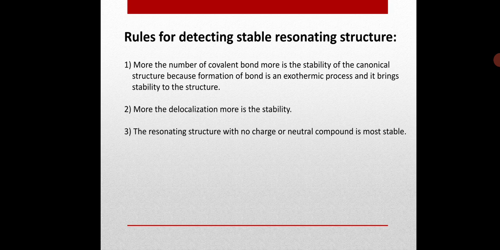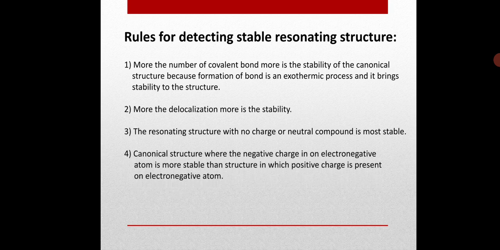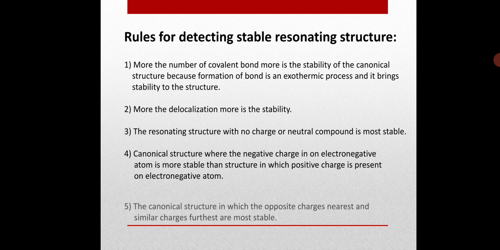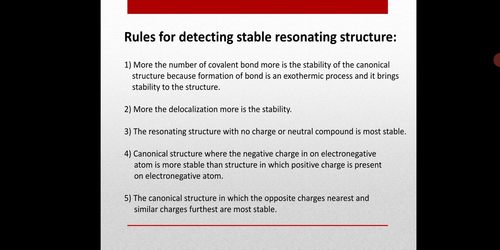The canonical structures with no charge, or neutral compounds, are more stable. The canonical structure where the negative charge is on an electronegative atom is more stable than the structure in which a positive charge is present on an electronegative atom. The last one is the canonical structure in which the opposite charges are nearest and similar charges furthest are most stable. So these are the points which we should remember while drawing the resonance structures and finding out the most stable or least stable resonating structure.